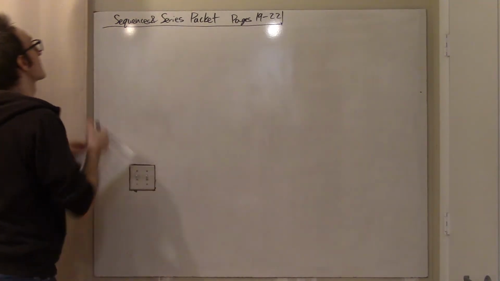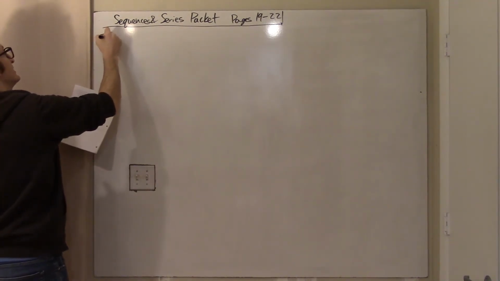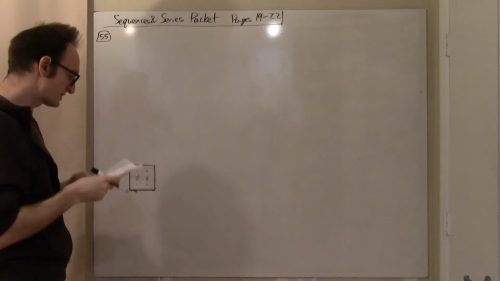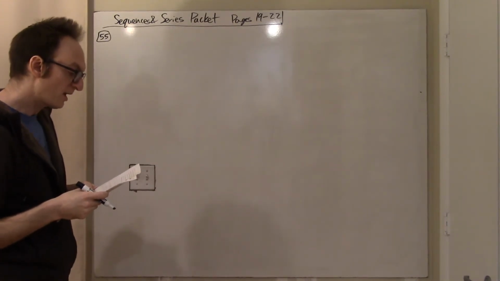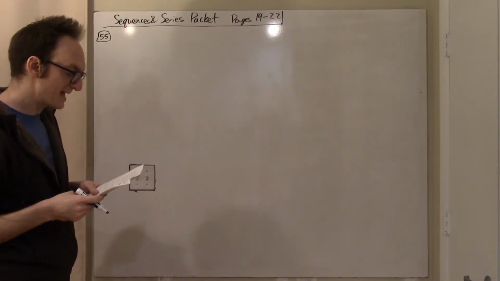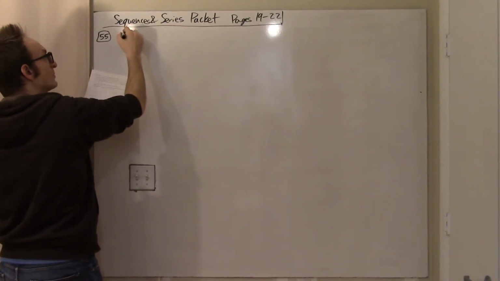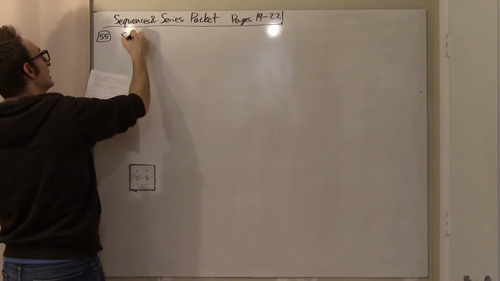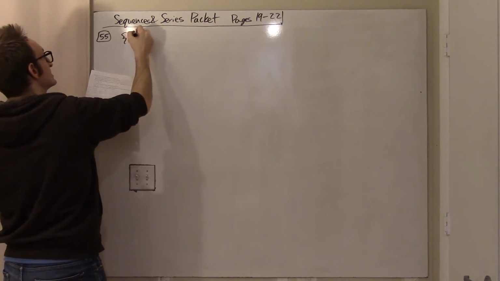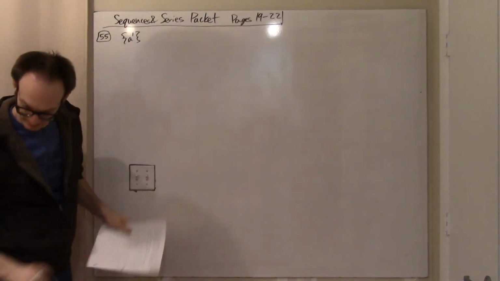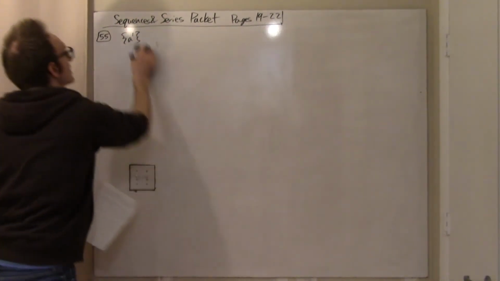Let's go. Number 55. Last problem of the sequences in series packet. Okay. Well, I got all these sequences. And in fancy people language, some people will refer to these sequences like this. Maybe that's not a good idea. I'll just write what's on the paper.